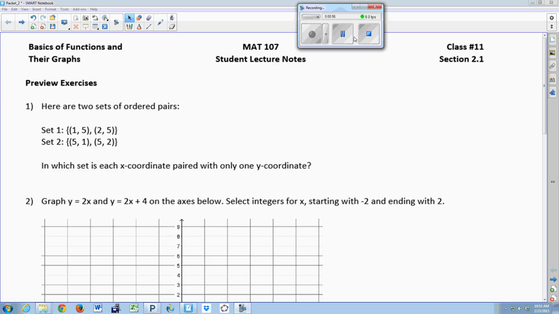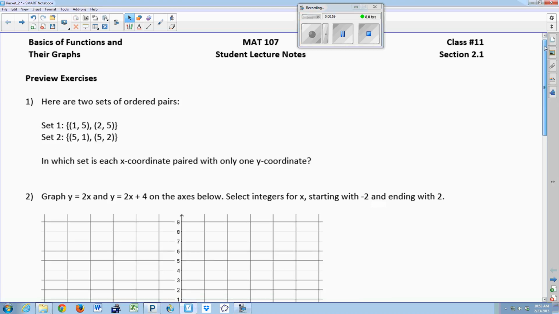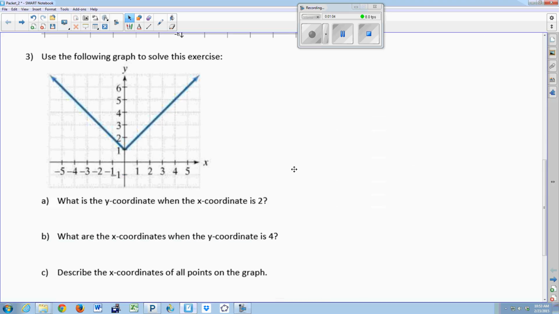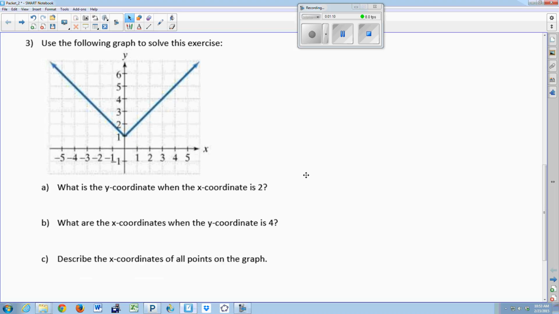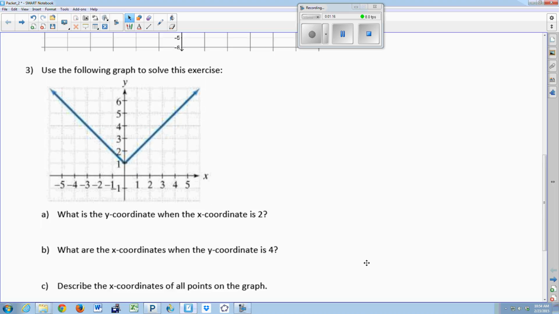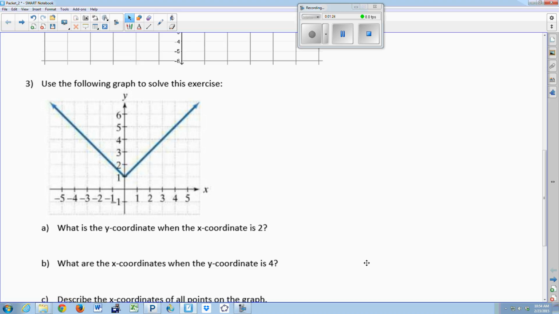So the main thing I wanted to talk about with the preview exercises, we'll come back to these, is this graph right here for a minute, and look at part C and D. So C says, describe the x coordinates of all the points on the graph. Well, it's impossible to look at all of the points on the graph because this graph extends to infinity in both directions. So what could you tell me about the x values that are allowed to be put into the equation for this graph? Even though we don't have the equation, we just have the picture. What could you tell me about the x values?